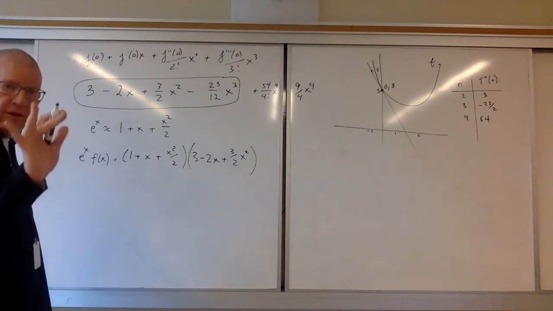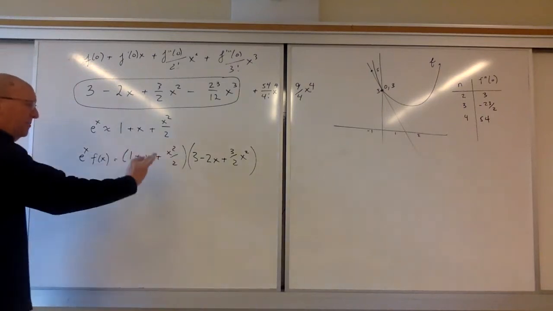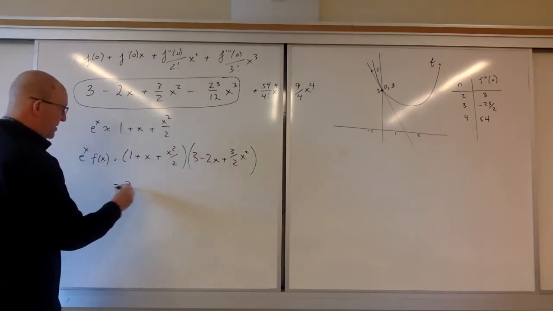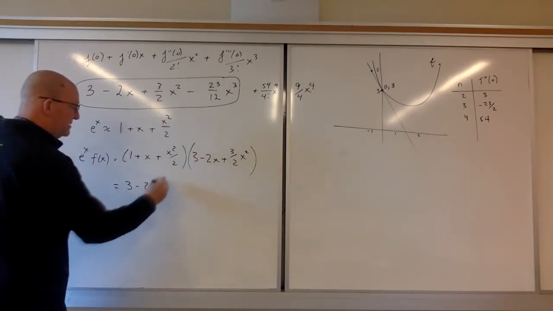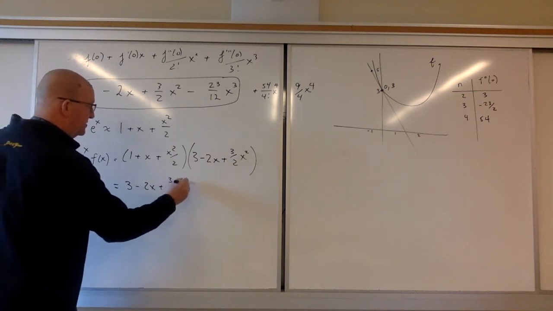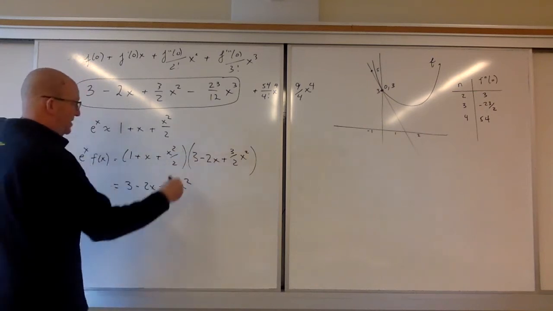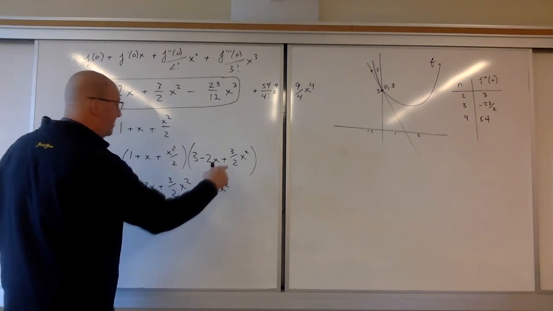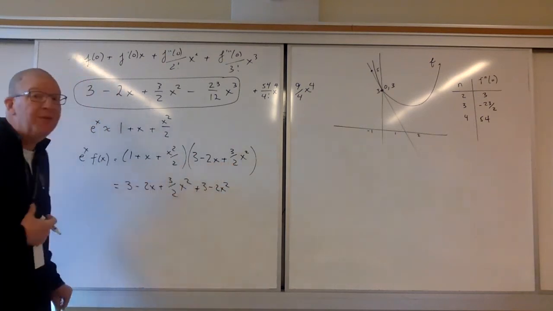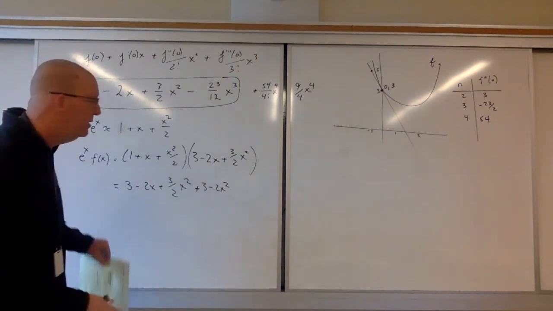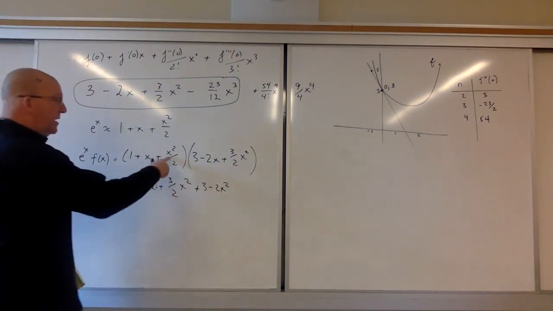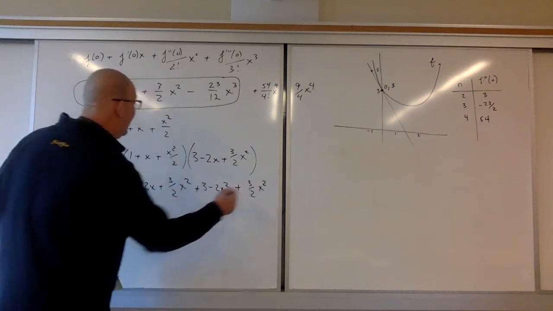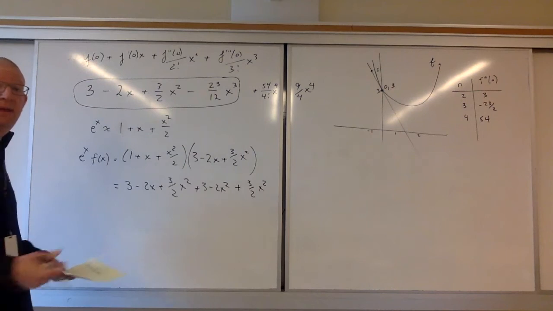So here we go. Soyez prudents, mes amis, and multiply this out. So 1 times all of those, 3 minus 2x plus 3/2 x squared. x times all of those, plus 3x minus 2x squared plus 3/2 x cubed. I don't think so because we're only going 2nd degree. And then here, plus 3/2 x squared. And that's it, 2nd degree.